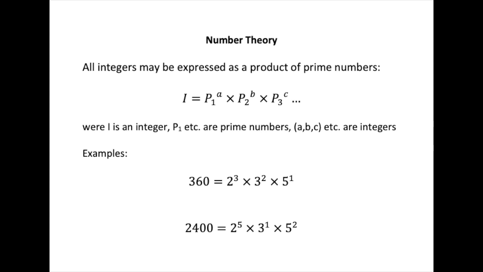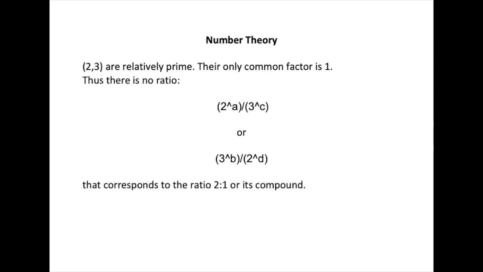Example 1 shows that 360 is equal to 2 to the power of 3 times 3 to the power of 2 times 5 to the power of 1. Example 2 shows that 2,400 is equal to 2 to the power of 5 times 3 to the power of 1 times 5 to the power of 2. The numbers 2 and 3 are said to be relatively prime. Their only common factor is 1.